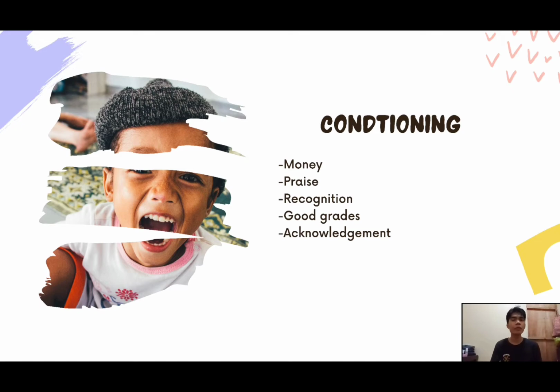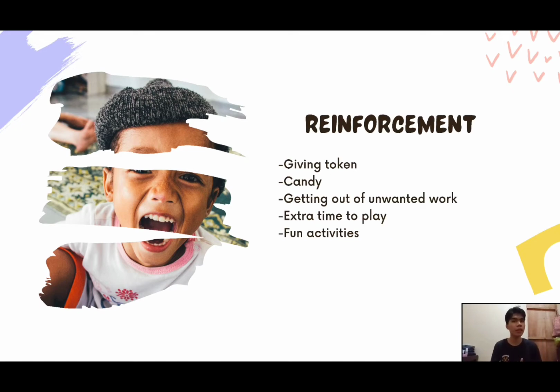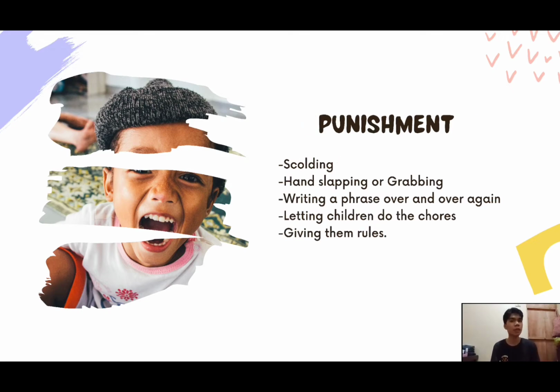On the other hand, reinforcement could be giving a token as a reward, candy, getting out of an unwanted work, extra time to play, and fun activities. And lastly, in punishment intervention, there could be scolding, hand slapping or grabbing, writing a phrase over and over again like in schools, letting children do the chores, and lastly, giving them rules.